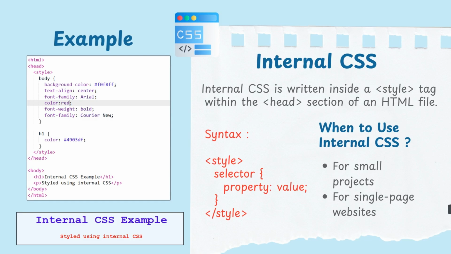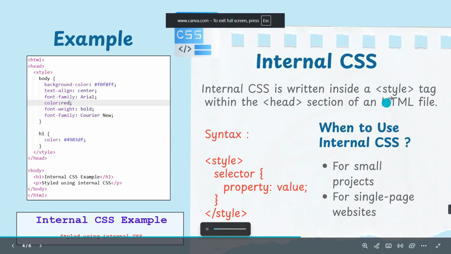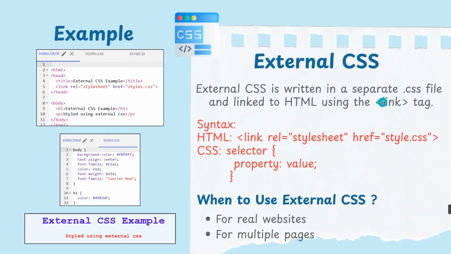So in external CSS, we write all styles in one separate file with a .css extension, and then link that file to the HTML document. So this is the best for a real website. It keeps the HTML clean, styles can be reused on multiple pages, and it is easier to manage large projects.